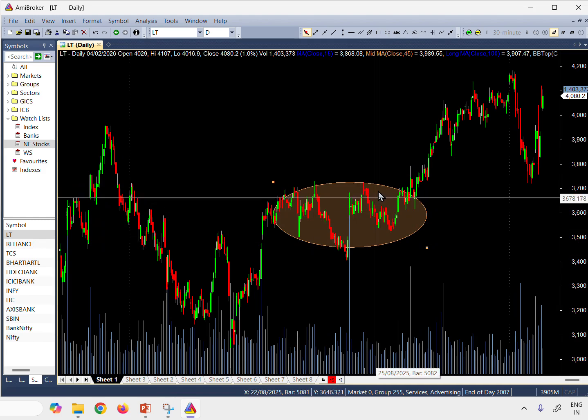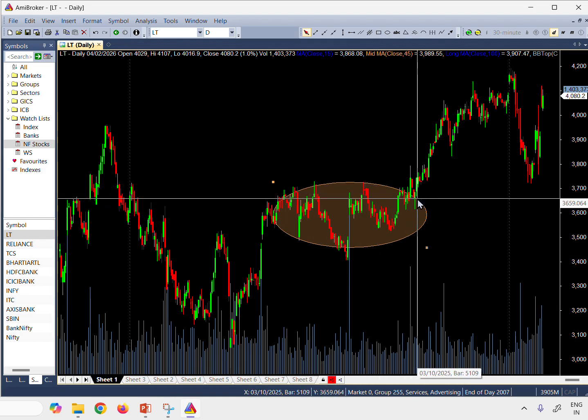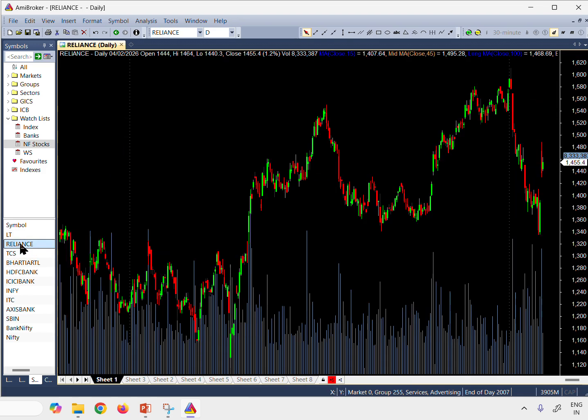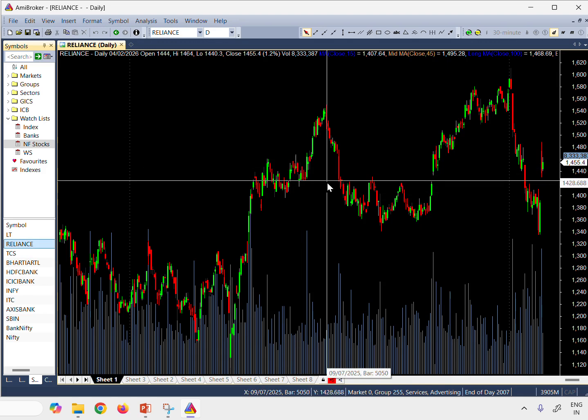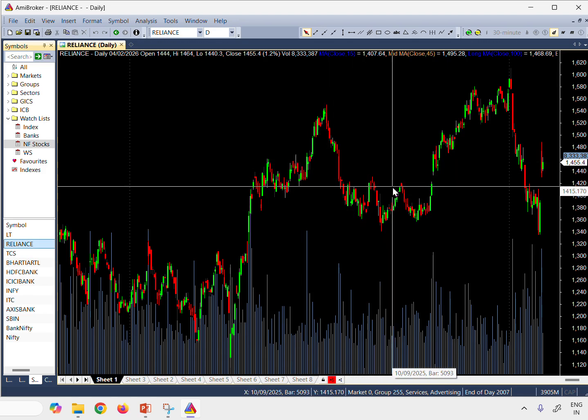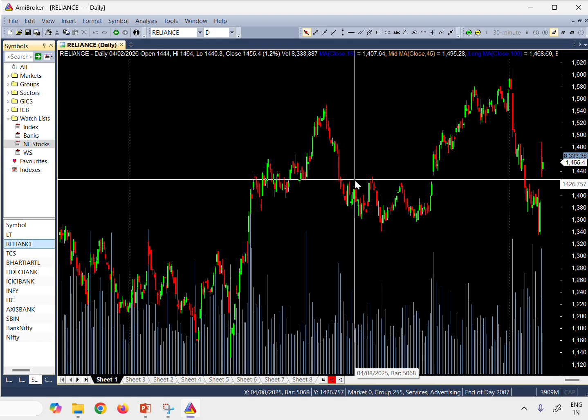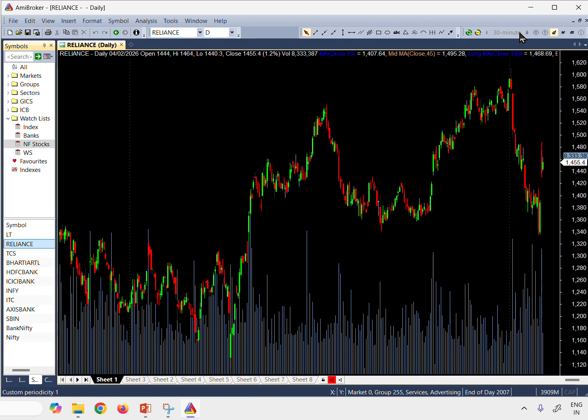So when this resistance was broken, the prices moved from the 3700 level till 4080. Similarly, this is a double bottom here for the Reliance stock. This is also updated until 4th February. We can see it here.